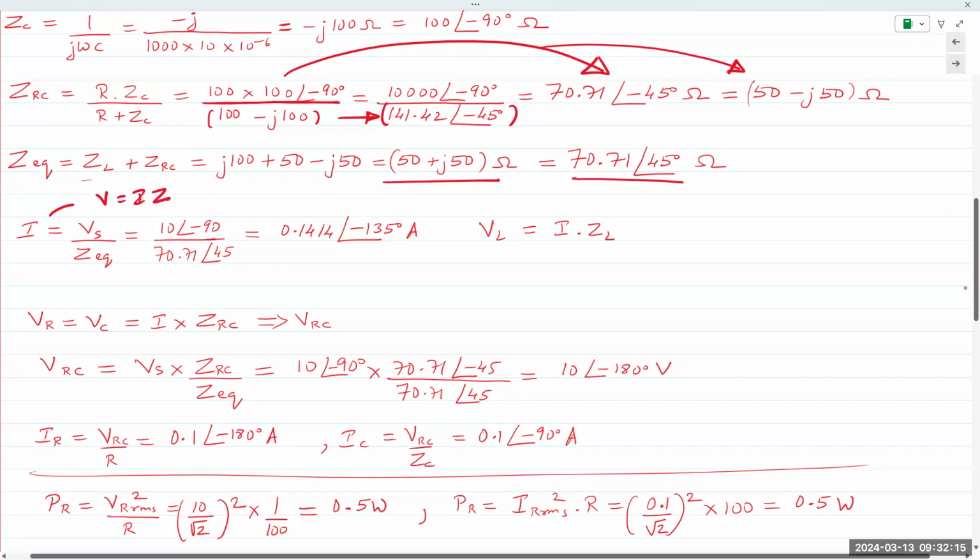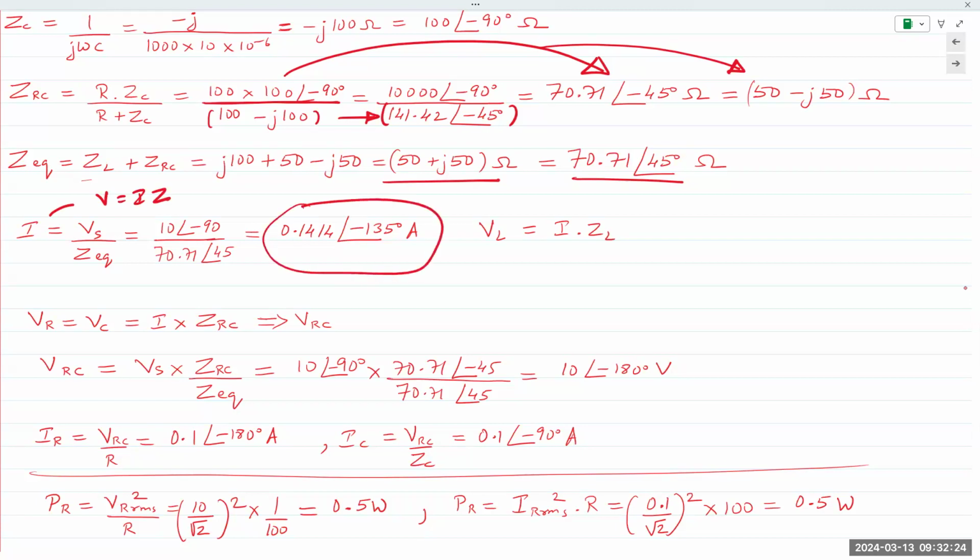And so I equals total source voltage Vs divided by ZEQ. That gives me a current of 0.1414 with an angle of minus 135.